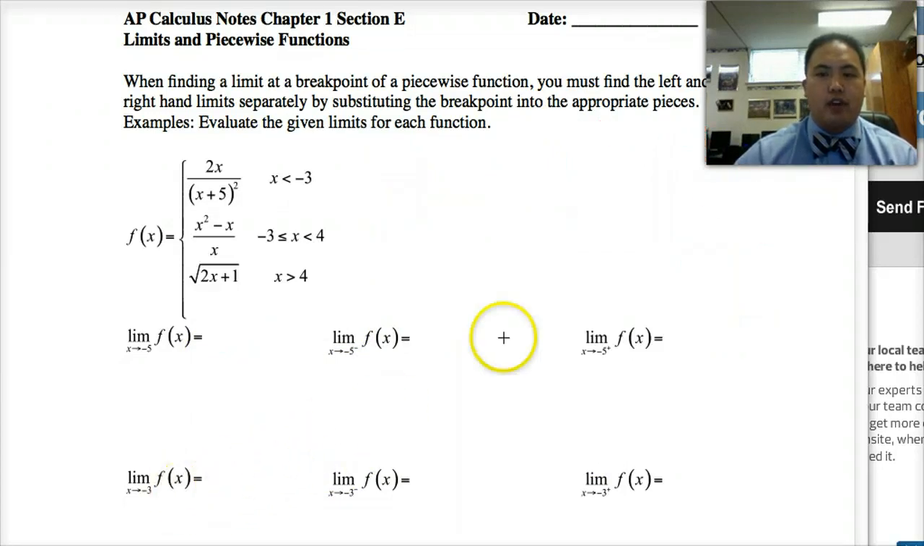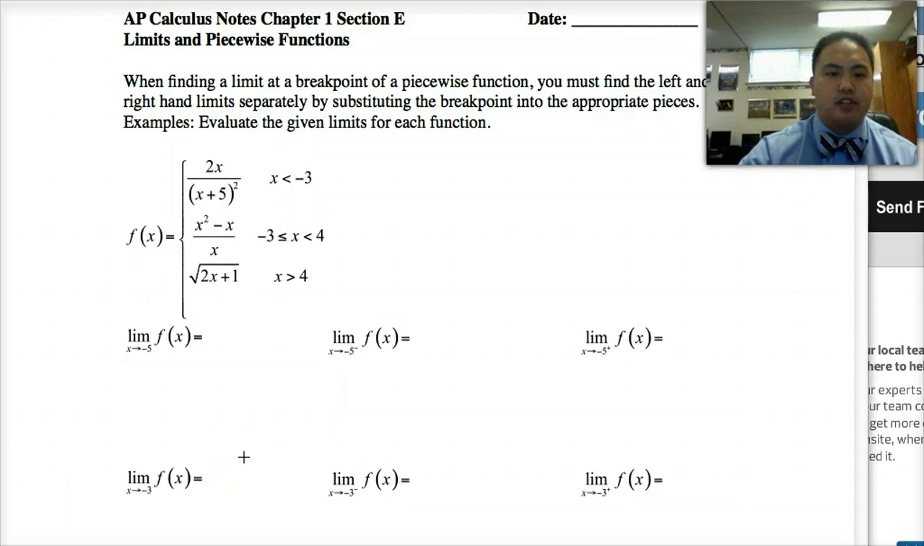Okay. Let's try a different scenario. What if, for example, I have -3? So let me just scroll down real quick.